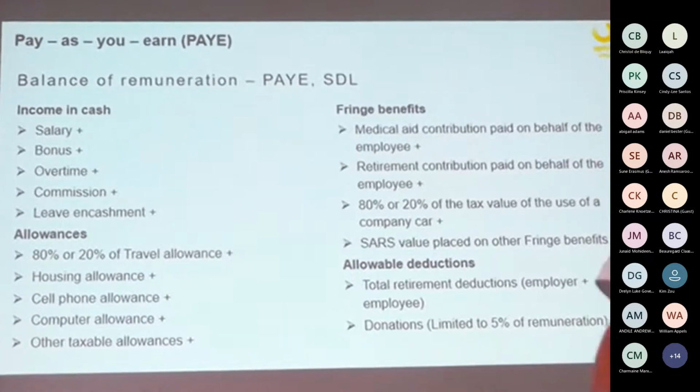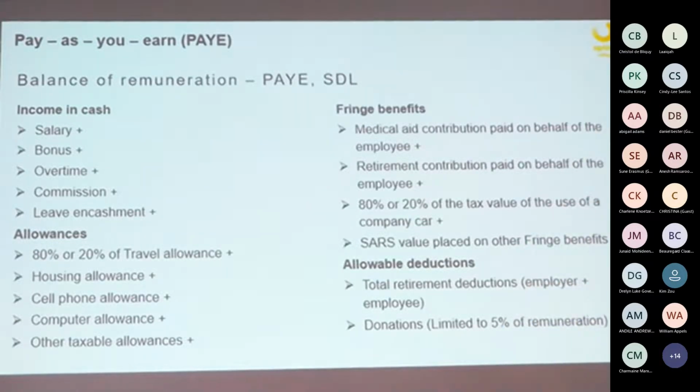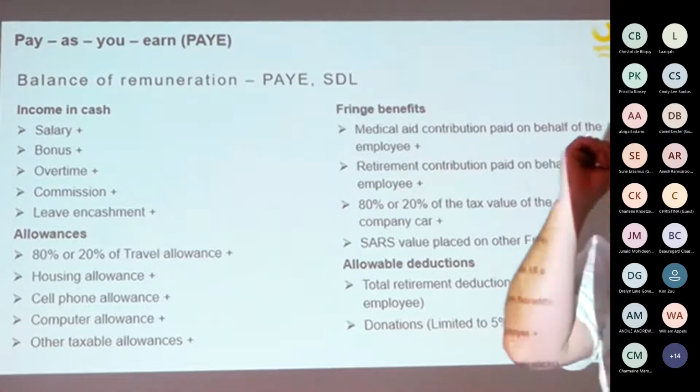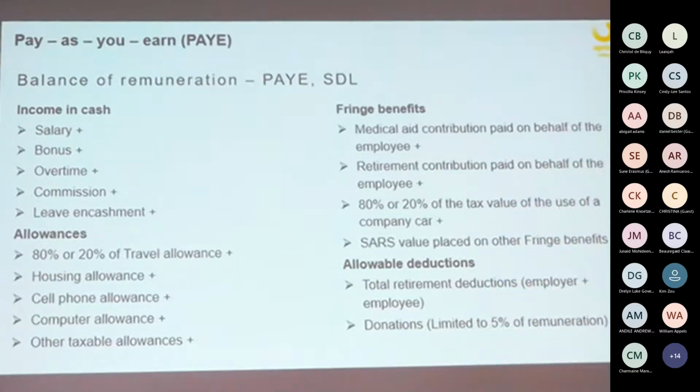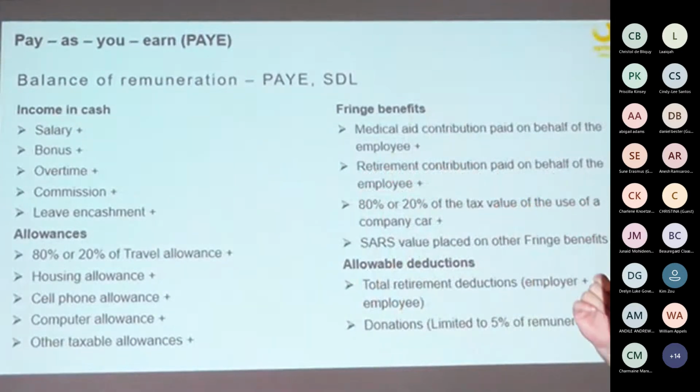If your business kilometers is anything less than 80%, then 80% of your travel allowance is taxed. I'm saying that again because students make a mistake with this. If your business kilometers is 80% or more, then only 20% of your travel allowance is taxed. If your business kilometers is any less than 80%, then 80% of your travel allowance is taxed.